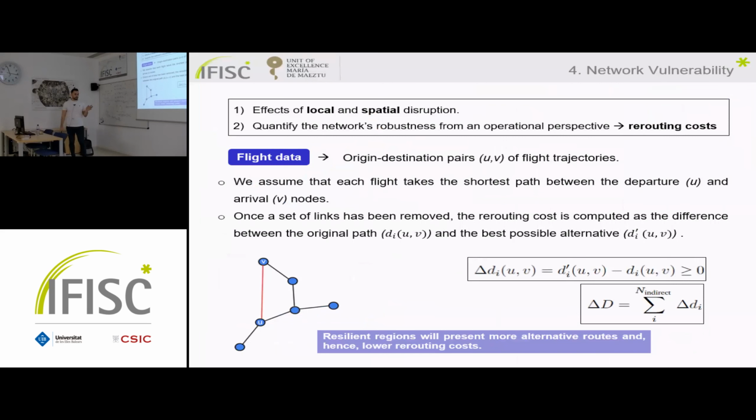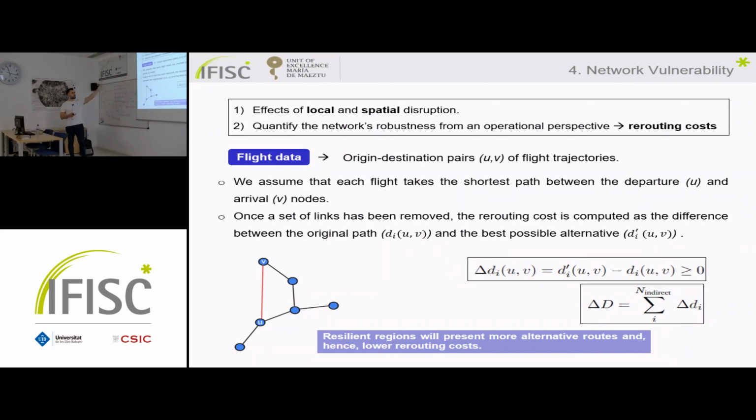And finally, in the second part of the results, let's discuss the effects of local and spatial disruption. We are going to quantify the robustness of the network using this quantity, which I call rerouting cost. And now let me define how we obtain this.